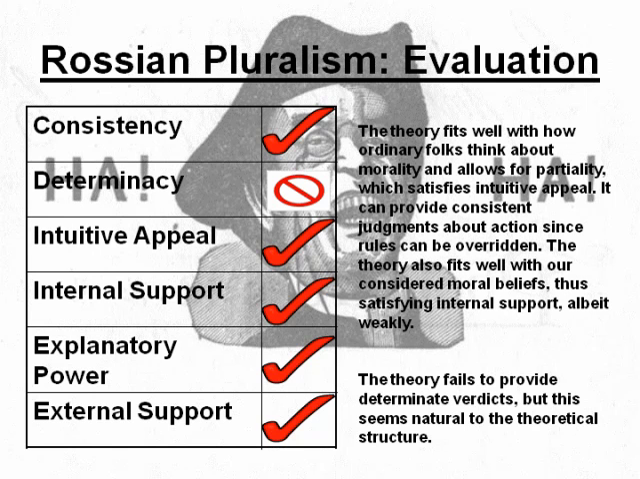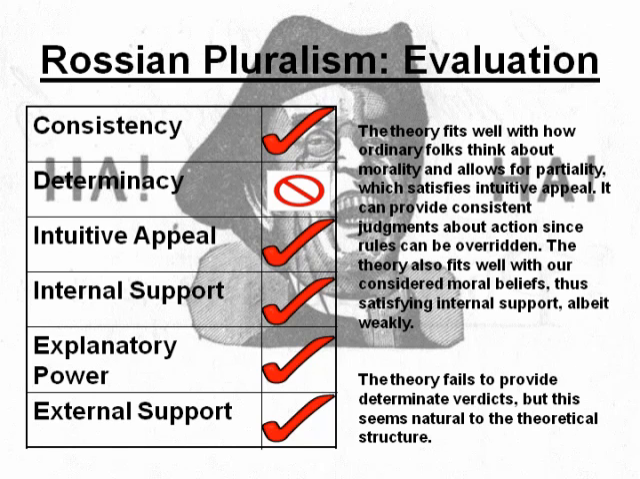So in the end, where do we get when we talk about Rossian pluralism? Well, we actually get quite far. The theory seems to fit well with how we think about morality. And allowing for partiality is important. That is, it allows for us to consider things like special obligations. So, for example, my obligation to you versus an obligation to a stranger. That seems to be intuitively appealing. We like the idea that people who are important to us deserve a different type of moral consideration. We can get moral or consistent judgments because we can override rules.